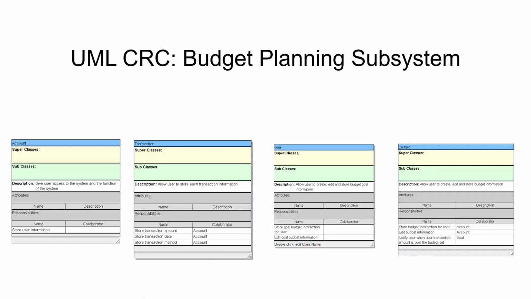So right now let's talk about the CRC of the budget planning subsystem. Just as we mentioned, there are 4 classes in this subsystem: account, transaction, goal, and budget. These classes will be implemented in this subsystem. Now let me go through the details about each class.